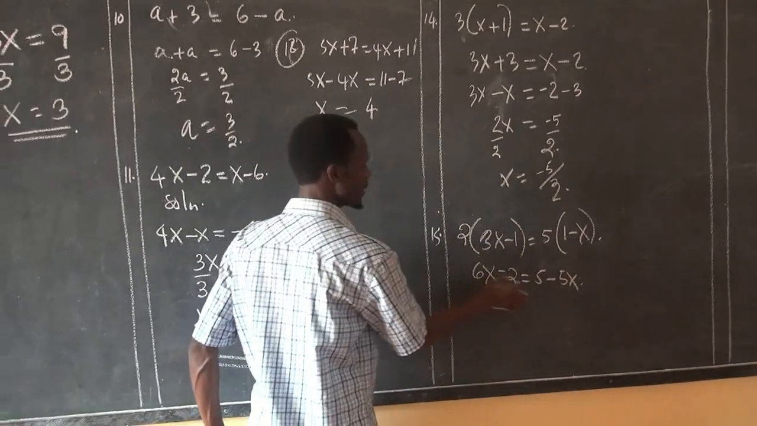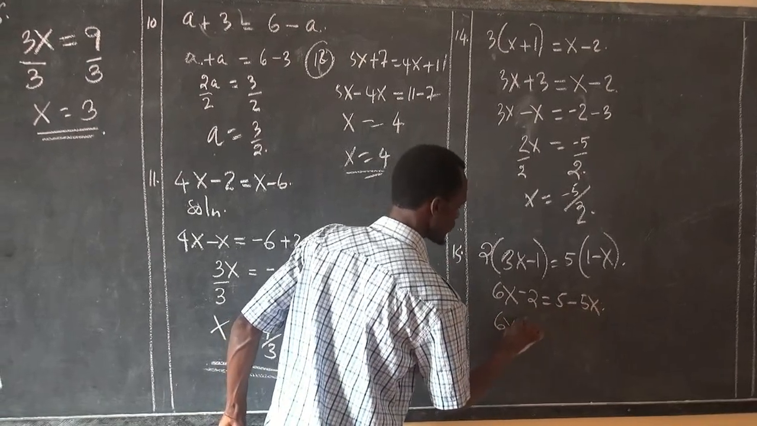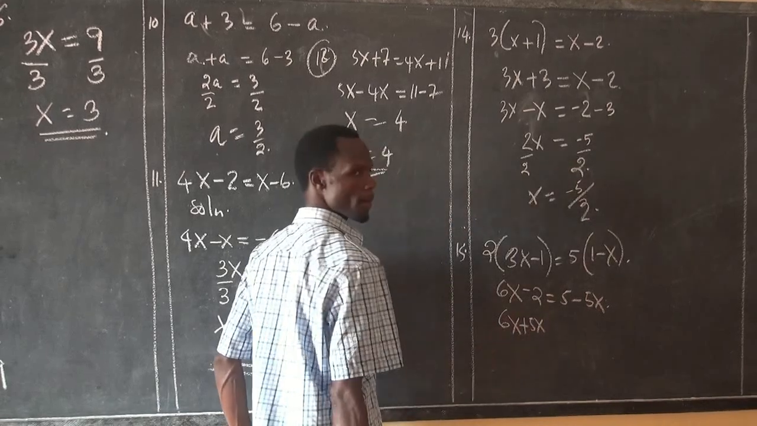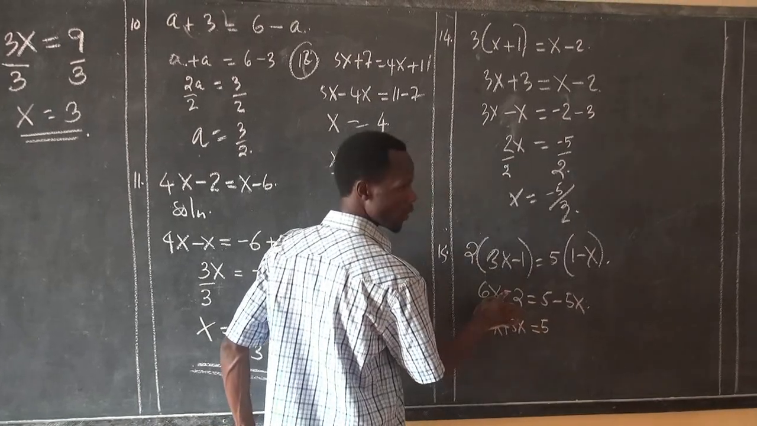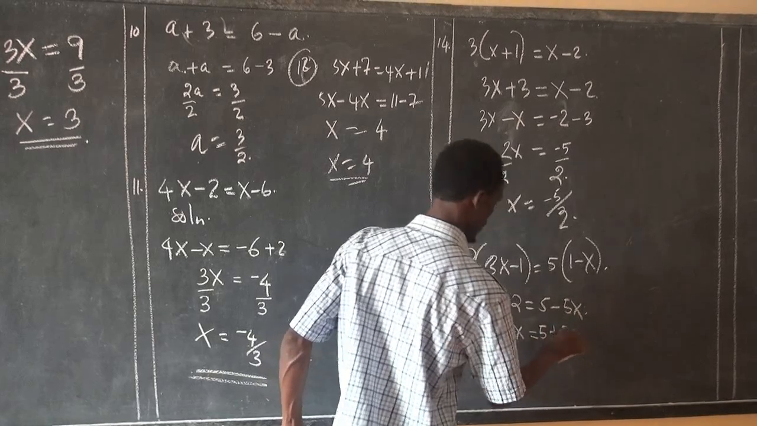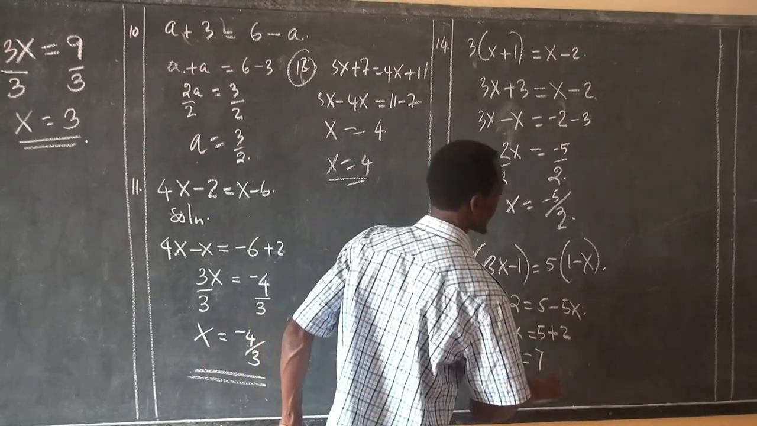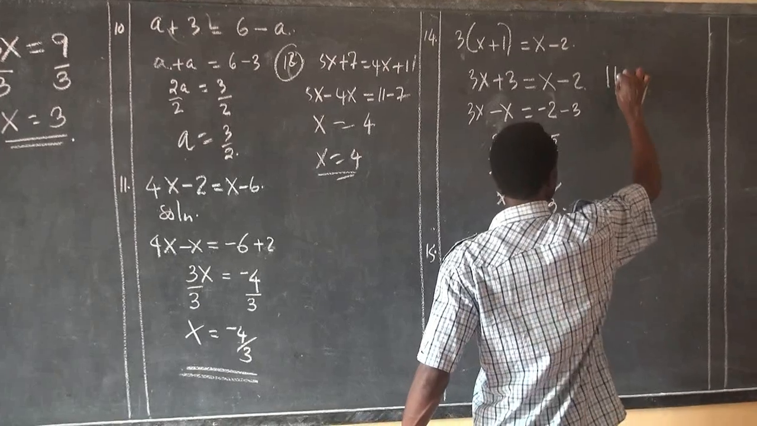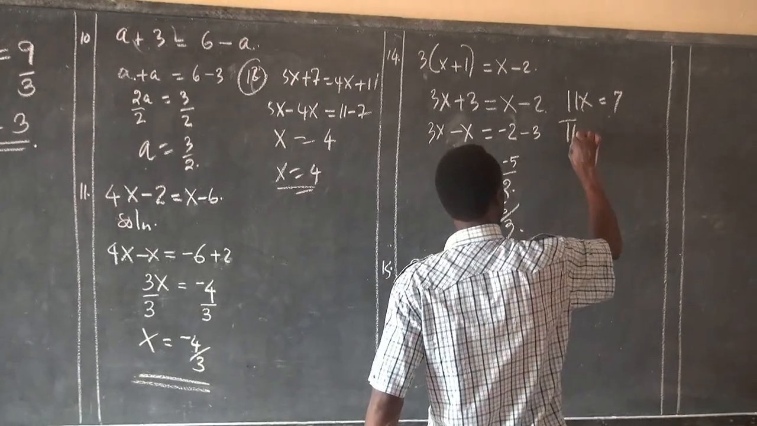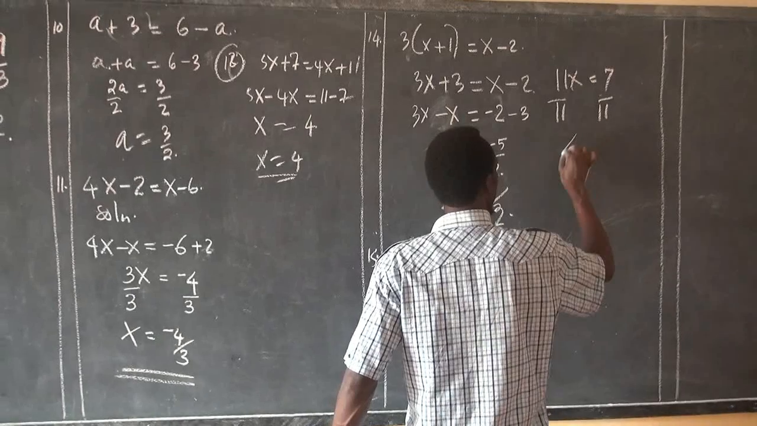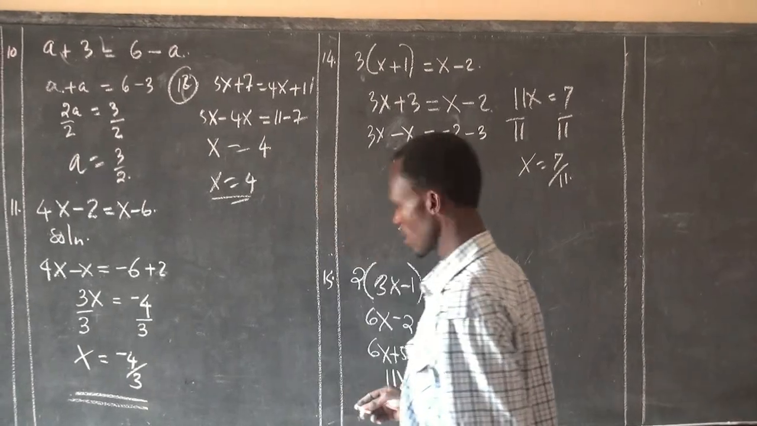Collect the like terms. This is taken to the other side and this is taken to the other side. Now this is the negative 5x. Now 6x plus 5x, 11x, is equal to 5. Then negative 2 becomes positive 2, so 11x is equal to 7. We are looking for the value of x, so we divide both sides by 11. Now x is equal to 7 over 11. That's how we do it.